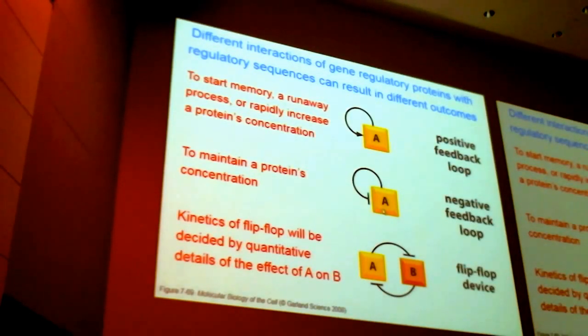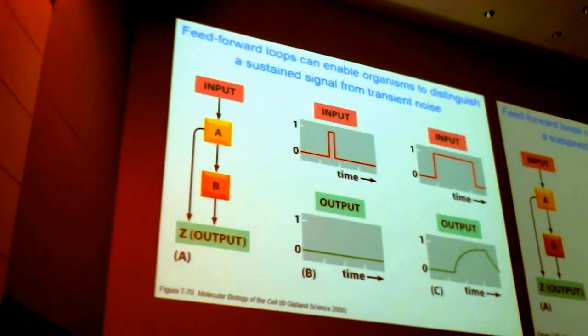So you could oscillate back and forth between the levels of A being high or the levels of B being high, and it all depends on what the quantitative details are. We'll talk in detail about one particular kind of circuit, which is the deliberate oscillation over time, which cells achieve and use. The feed-forward loops can also help cells distinguish between what is a signal and what is noise.